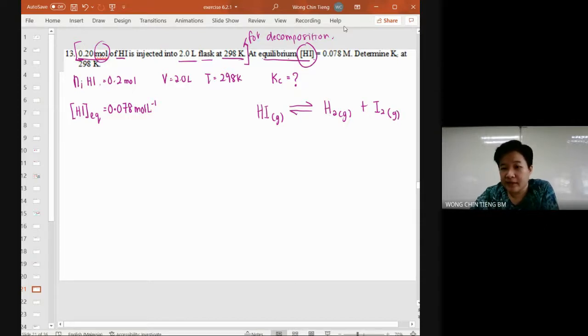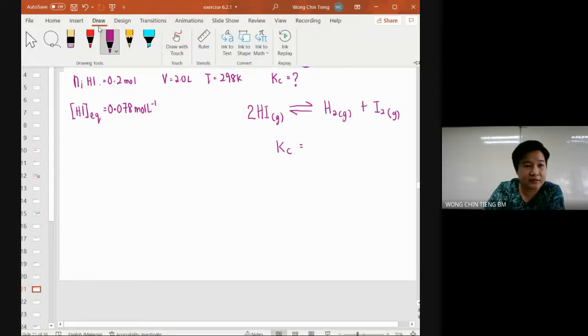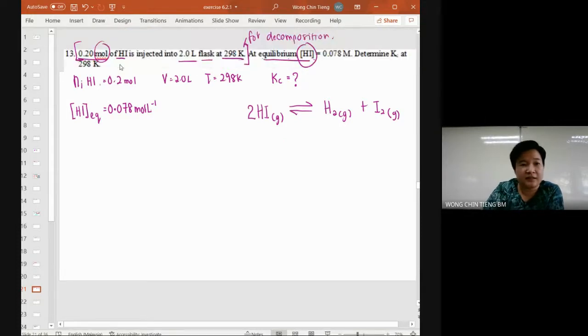Alright. So balance the equation. The equation is not balanced, so put 2 over the HI. And then from here, you will be able to write the formula of your Kc. Your Kc formula is, saya tulis kat tepi, saya nak guna equation ni nanti. Alright. The Kc formula will be Kc equals the concentration of I2 times the concentration of H2 over the concentration of HI to the power of 2.